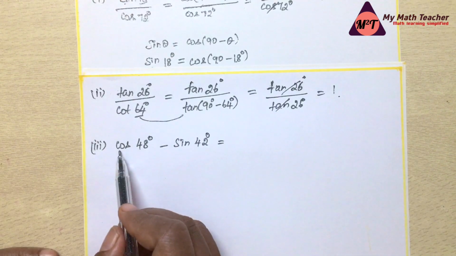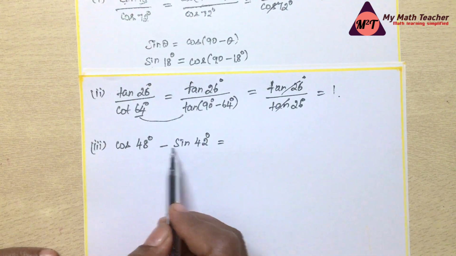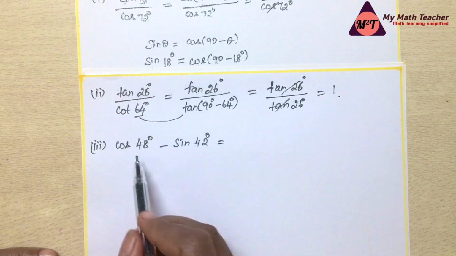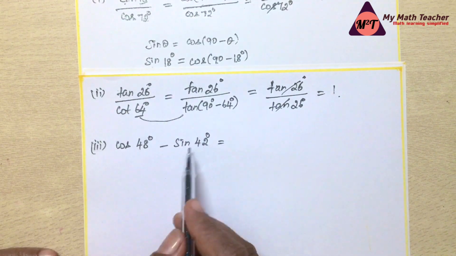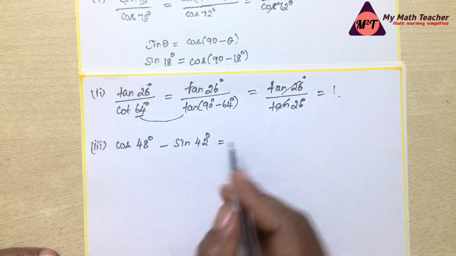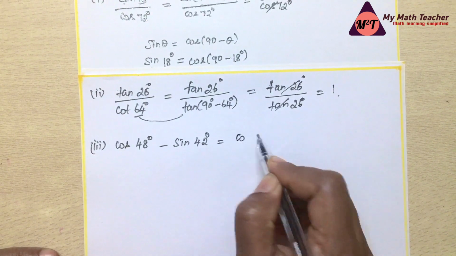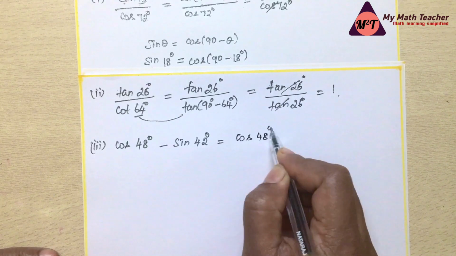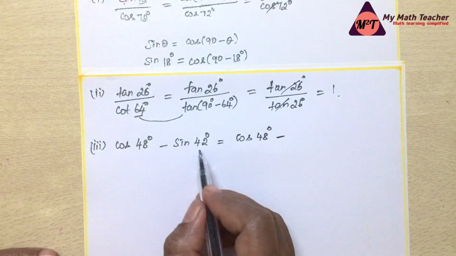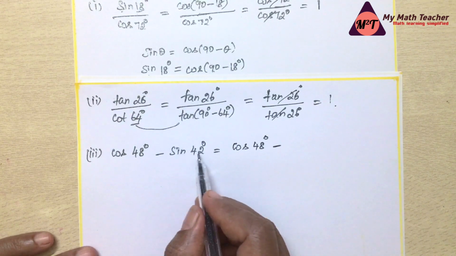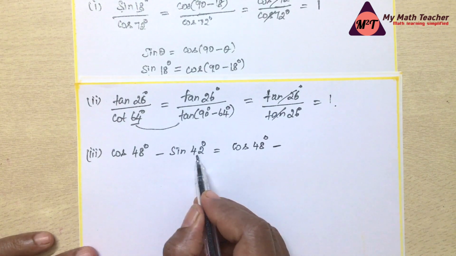Third subdivision, cos 48 degrees minus sine 42 degrees. In this case, we don't have division, instead we have subtraction. So the same procedure. Now here the first ratio, that is cos 48, I am keeping in the same position, minus. So sine I am going to convert. So sine theta is equal to cos 90 minus theta.